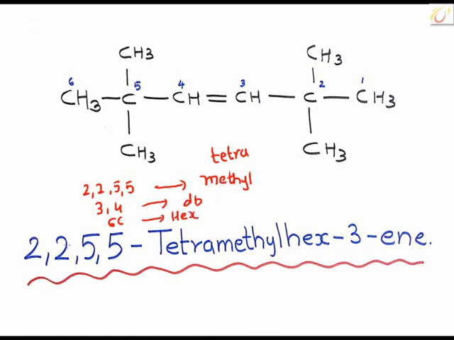Now what will be the name of this compound? 2, 2, 5, 5. In ascending order you have to indicate these locants. Tetramethyl. Root word hex. The position of the double bond is indicated by the lower number 3. And since a double bond is present, the primary suffix is ene. Between two numbers, there is a comma. Between word and number, there is a hyphen.